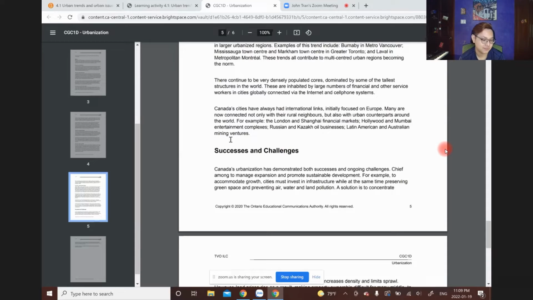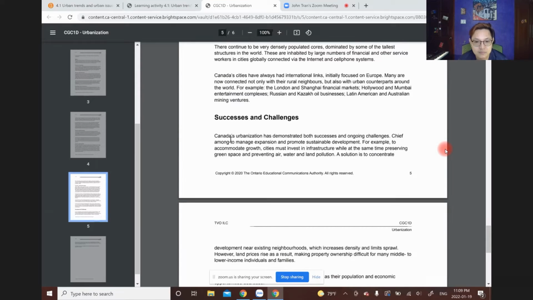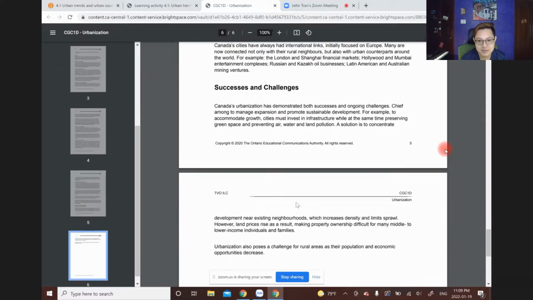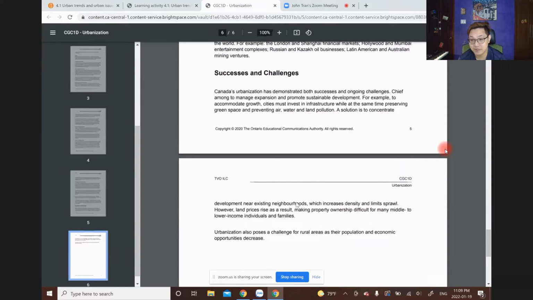A solution is to concentrate development near existing neighborhoods, which increases the density and limits sprawl. You know what sprawl means, no? It means sometimes a city develops in a weird shape. It's called urban sprawl. You don't want urban sprawl, because you want to plan the development of the city in a way that causes the shape of the city to look good and make sense, not just spreading everywhere, uncontrollable.